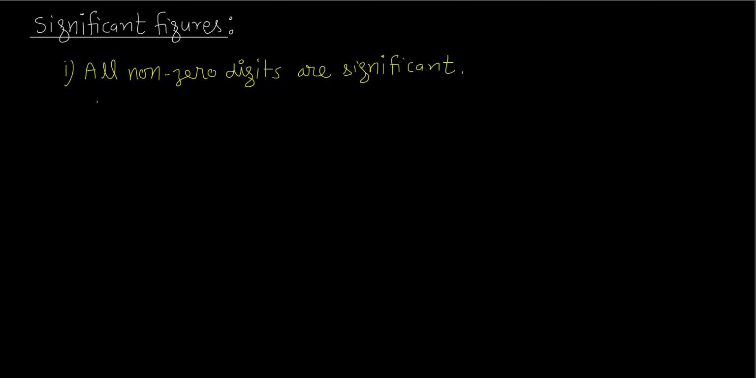That means if you have a number 1.234, how many significant figures are there? 1, 2, 3, 4. So there are a total of 4 significant figures in this.